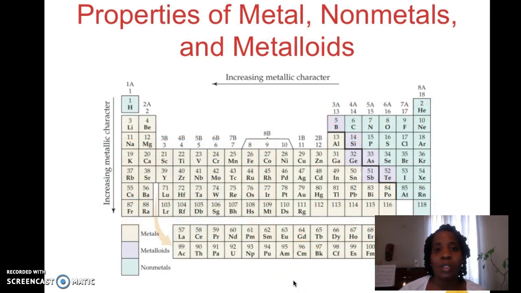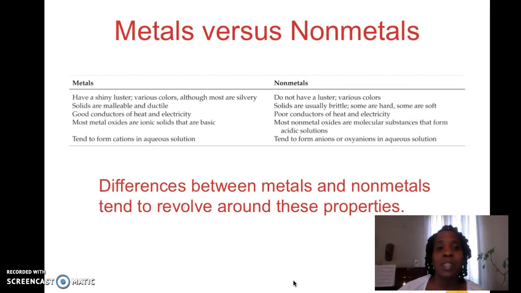What do we notice in terms of the properties of metals, nonmetals, and metalloids? We notice that metals are shiny, good conductors, malleable, ductile. Metal oxides are basic, and metals tend to form cations in solution. Nonmetals are dull, not shiny. They can have various colors. They can be solid, liquid, or gas, and the solids are brittle, some hard, some soft. They're poor conductors of heat and electricity. Non-metal oxides form acids, and they tend to form anions or oxide anions in solution.